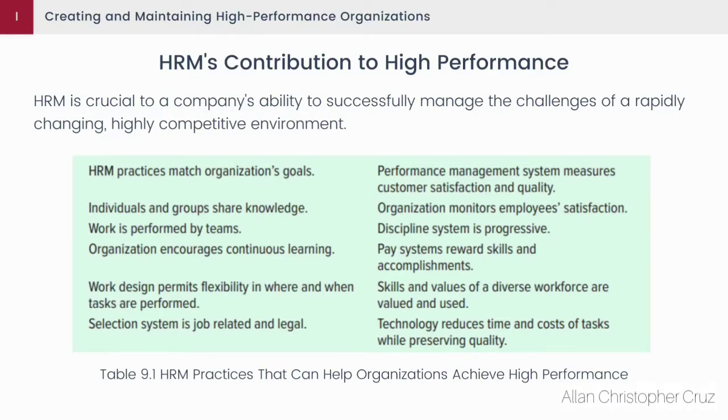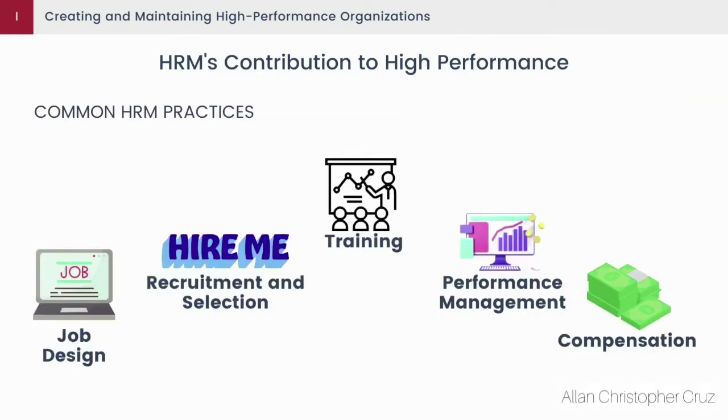It has been already established that HRM practices are significant to incorporate a high-performance work system. Some of the most common HRM practices are flashed on the screen, such as pay systems reward skills and accomplishments, work design permits flexibility in where and when tasks are performed, and performance management system measures satisfaction and quality. These HRM practices allow organizations to achieve high performance.